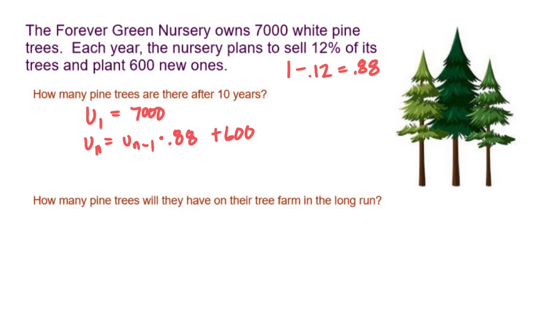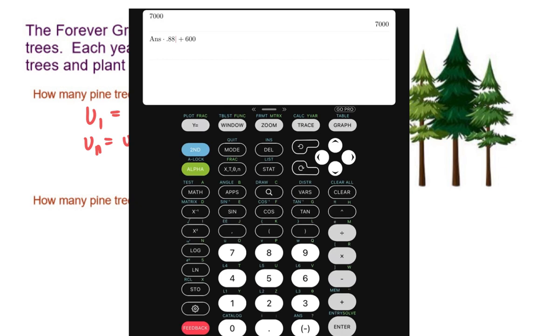So how many trees are there after 10 years? Well, let's use our calculator to figure that out. All right, I put in my 7,000 trees. See, I set up my formula to say take that 7,000, multiply it by 0.88, and then add the 600. Let's start the running here. So there's 2, 3, year 4, 5, 6, 7, 8, 9, and 10. So 5,632. I went one more. Okay. So that's how many trees there are, 5,633, I guess, whole trees in 10 years.